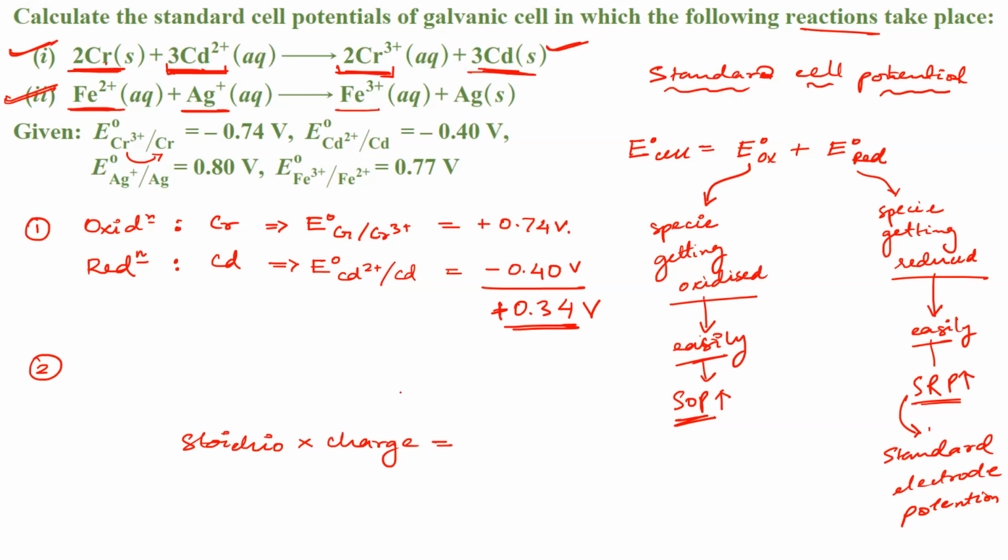3, and the charge is 2. So the number of electrons will be equal to 6. And here also, if you took chromium, then also the stoichiometry is 2, but the charge is 0.3. So you will again get 6. But if you see what is happening, essentially, let us look at one of these reactions.